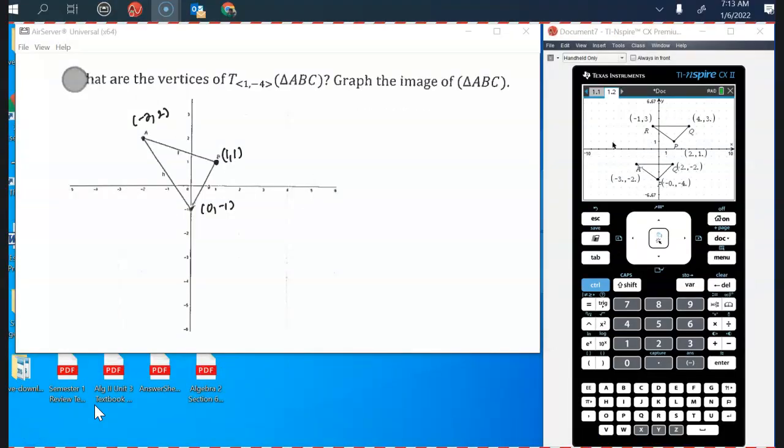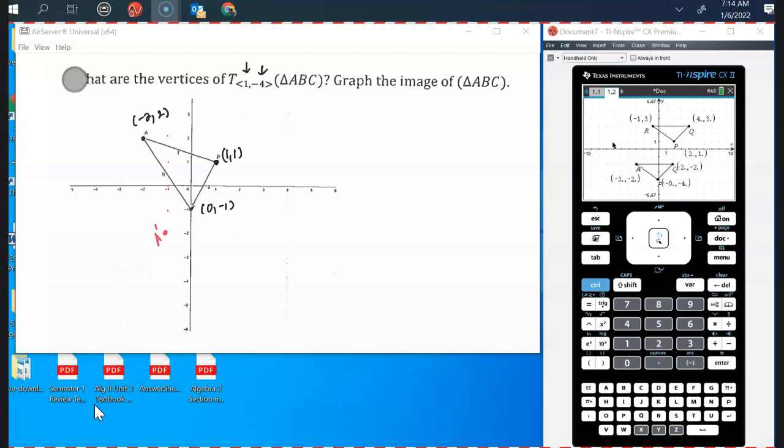So our pre-image is ABC, and we know that our rule is we're going to go 1 unit to the right, and we're going to go 4 units down. So if I had to move this point, and I'd like for you to do that, 1 unit to the right, and then 4 units down. So we have 1, 1, 2, 3, 1, 2, 3, 4. So this is our new image, and I call it A prime.